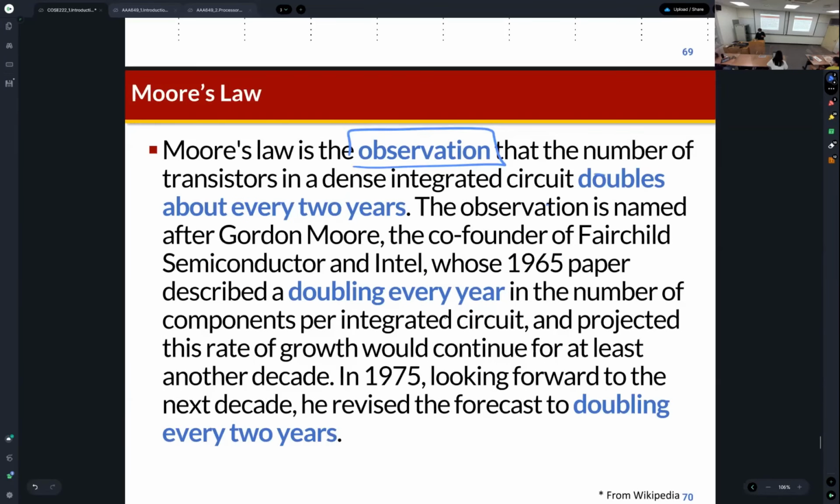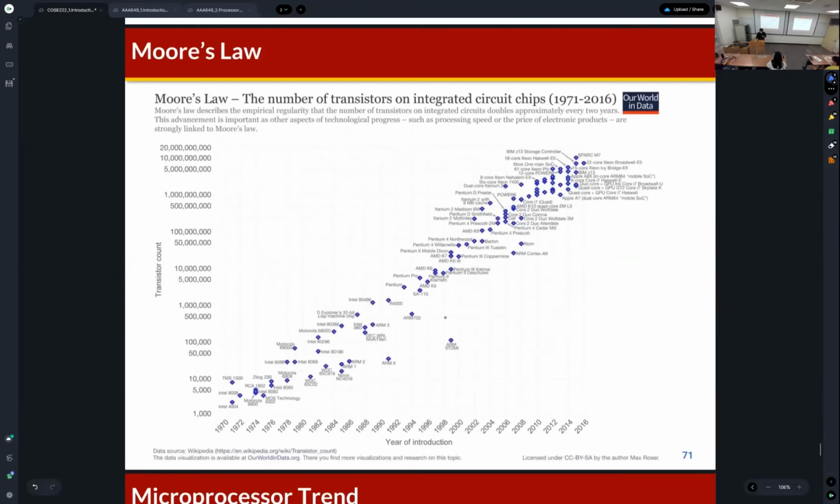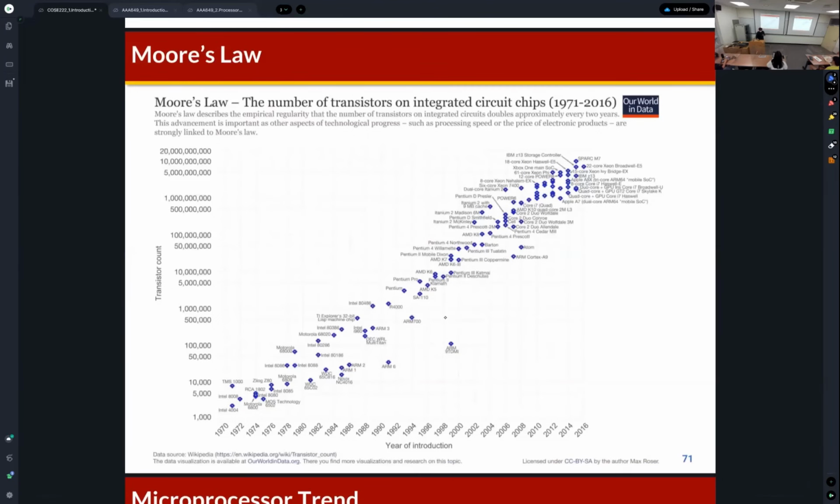Okay, the rule is every 2 years. But Moore also modified his law based on the semiconductor technology. So let's see this graph. This is the transistor count, the x-axis is the year, and the y-axis is the log scale.